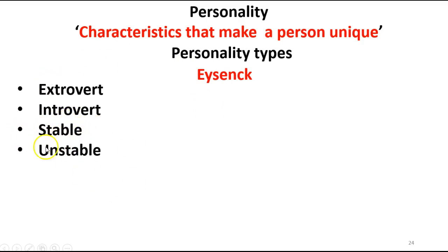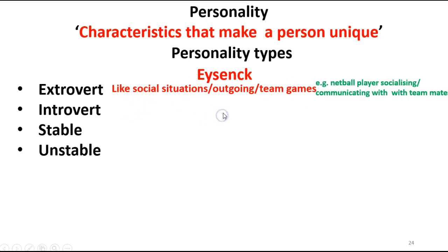First up, if you get extrovert as a question, it'll be asking you to understand an extrovert personality: somebody who likes social situations. That will be a descriptor. You could also use the word outgoing. They're more likely to play team games due to the social interaction involved in them. So, for example, I'll put in here, linked to social situations, netball players socialising or communicating with teammates.